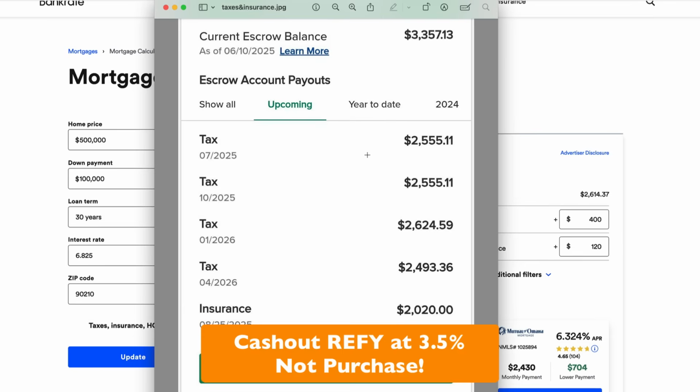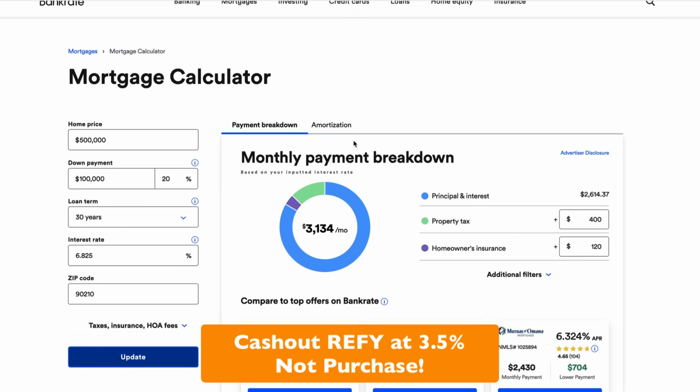Let me show you. Basically, I'm paying like $10,000 a year in taxes and like $2,000 in insurance, and that's basically $1,000 a month that I pay on top of my mortgage payment. So even with the 3.5%, it still comes out to about $3,000 a month.